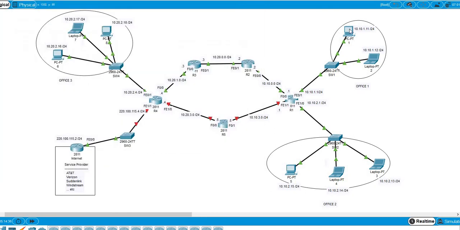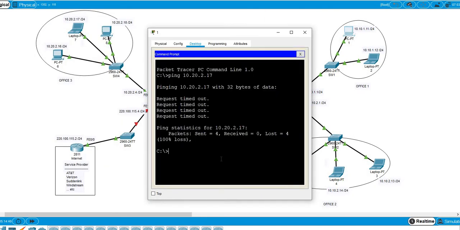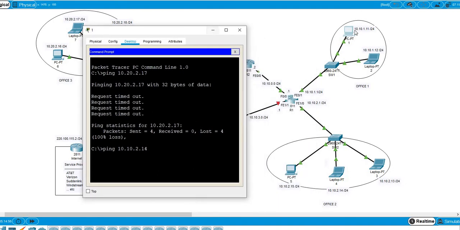Okay, let's see if PC1 is able to communicate with, let's say, laptop 4 in Office 2. Okay, so ping 10.10.2.14, which is this laptop right here. So from PC1, we're verifying and trying to see if PC1 will be able to send traffic through router 1 all the way down to Office 2, and then we're going to see if laptop number 4 is able to reply back to PC1.